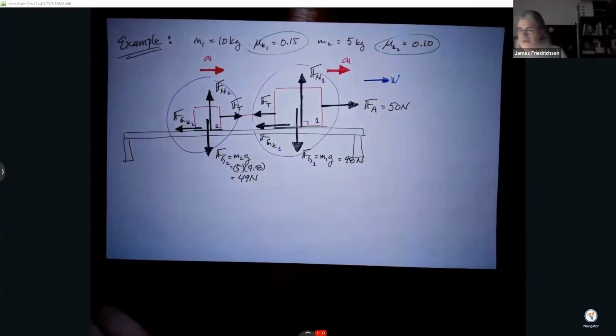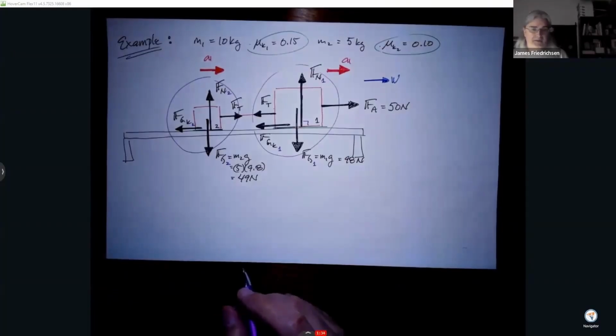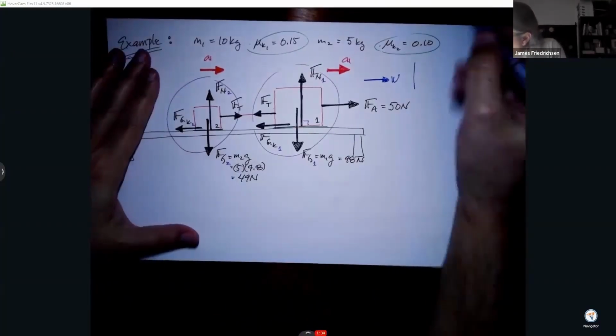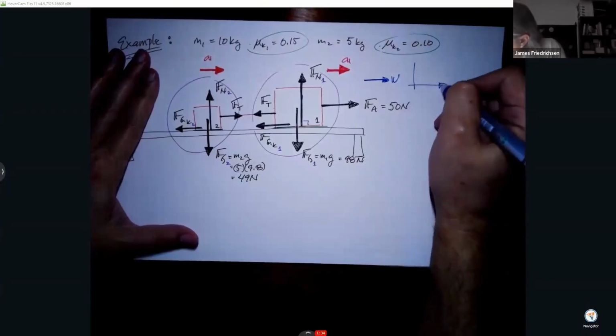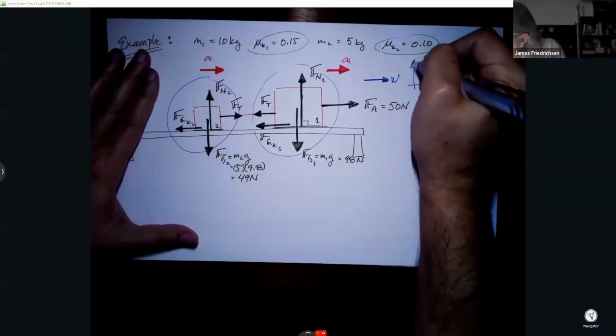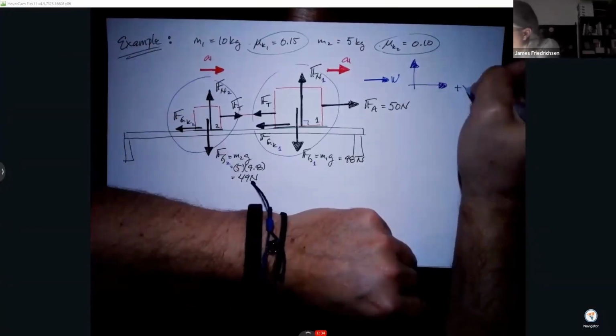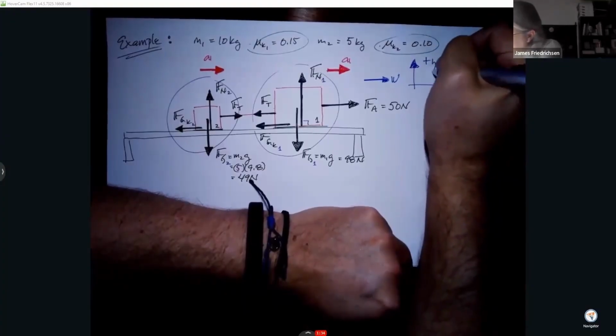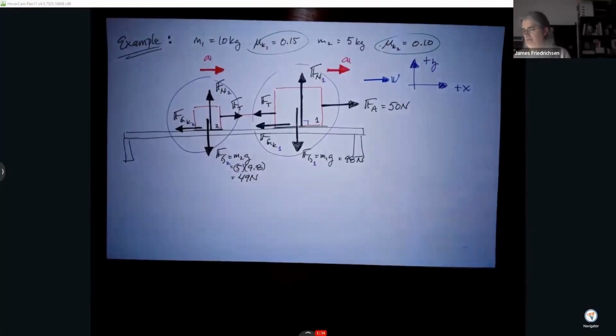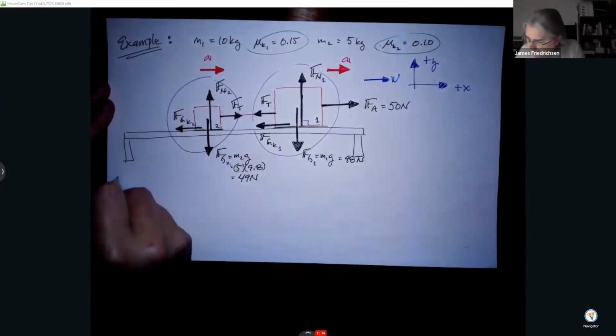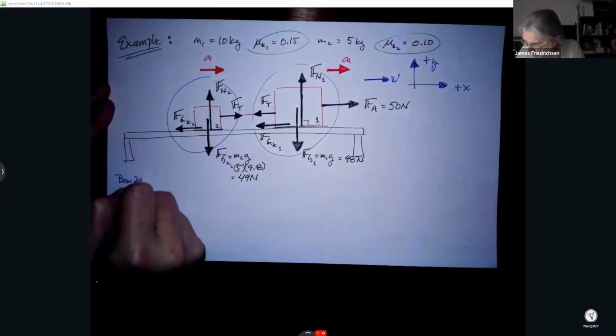And now I'm going to pick out our coordinate system. It'll be okay if we use the same for both, because really they look about the same. Since the accelerations are horizontal and to the right, I'm going to make horizontal to the right the positive x direction, and I'll make vertically up the positive y direction. And so then let's take a look at each of the boxes. Okay, and so let me write down for our box 2.